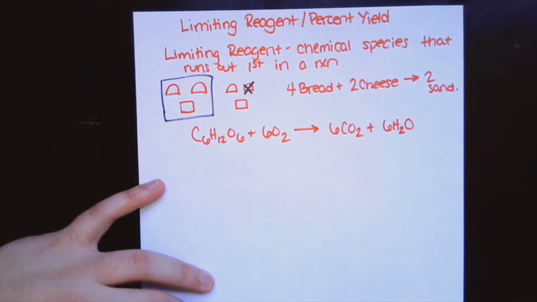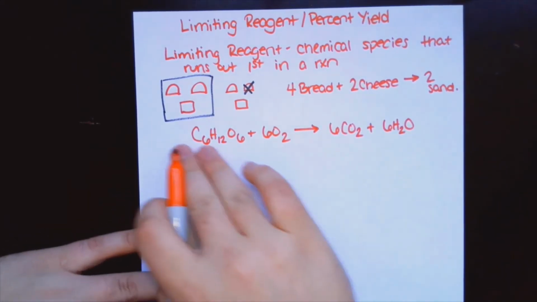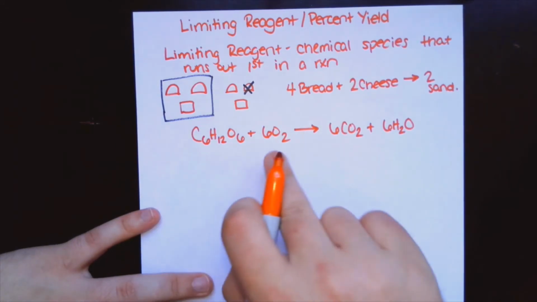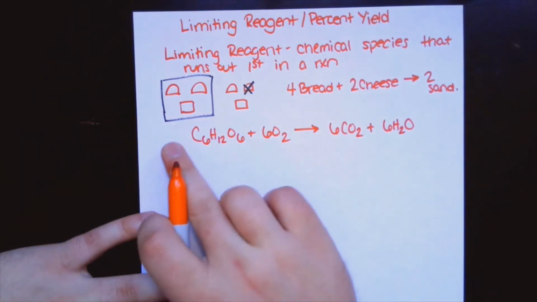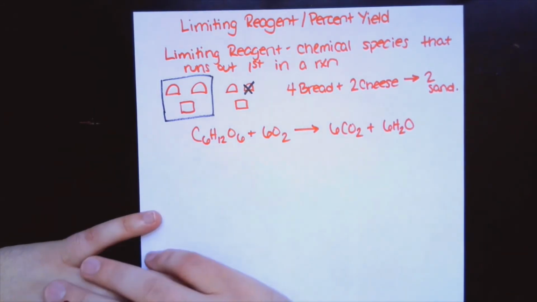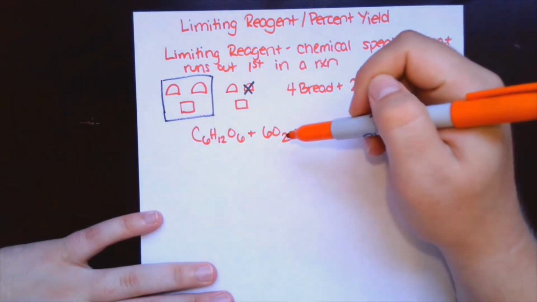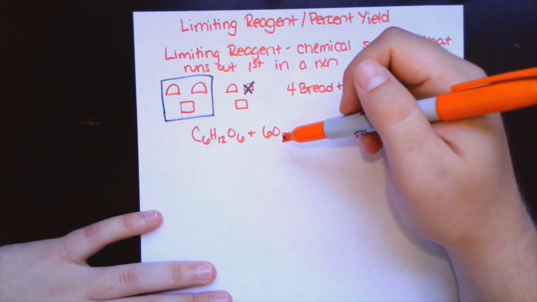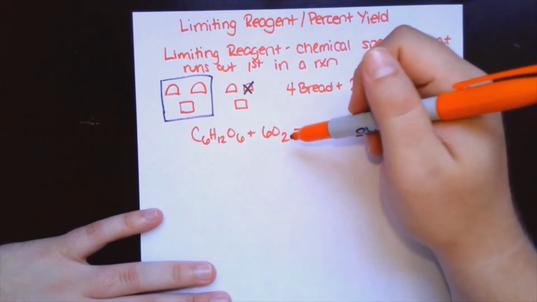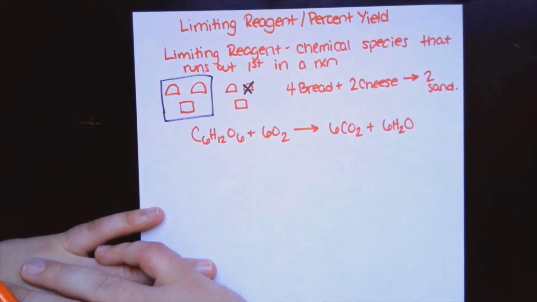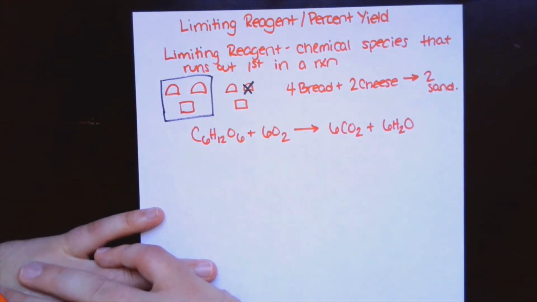So remember, for limiting reagents, the only chemical species that could actually potentially be a limiting reagent are going to be your reactants, which are on the left-hand side of the arrow. So here we're looking at glucose, C6H12O6, and oxygen. You can see their coefficients here, 1 and 6, right? So again, what that means is that at the same rate that 1 molecule of glucose reacts, you have 6 molecules of oxygen reacting. Right? So it takes 6 times as many moles of oxygen, because remember, these represent the molar ratios, right? So it takes 6 times as many moles of oxygen to react as it does moles of glucose.